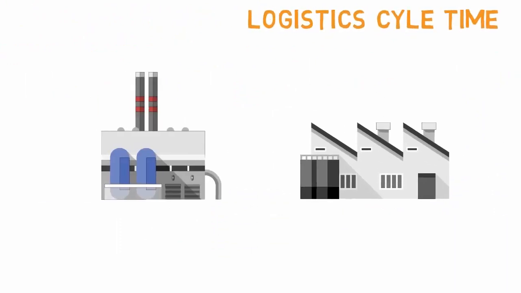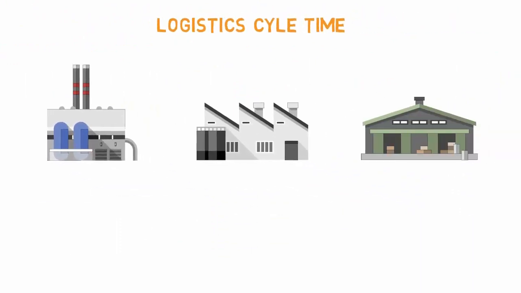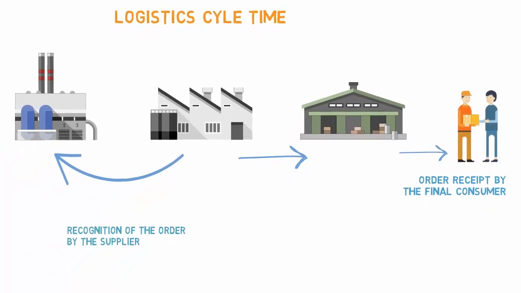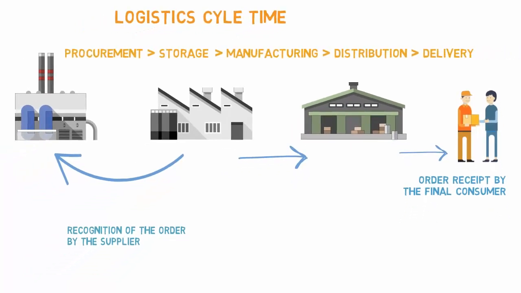The logistics cycle time is defined as the time period between the expression of the need for an order, its recognition by the supplier, and the effective receipt of that order by the final consumer. This includes all the supply chain stages from procurement, storage, manufacturing, distribution, and delivery to the final consumer.